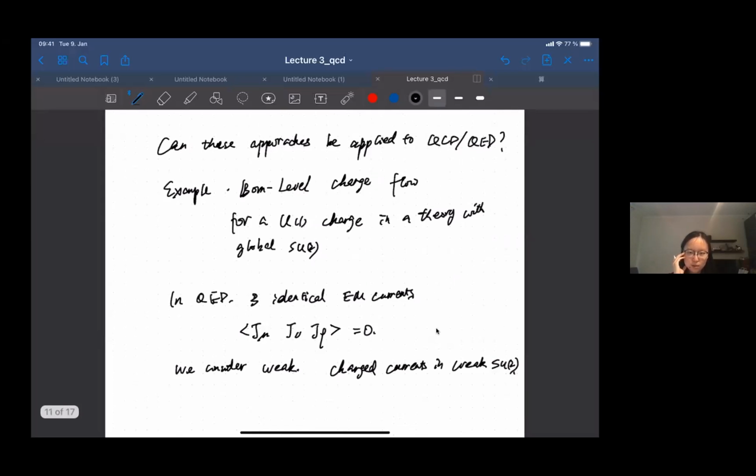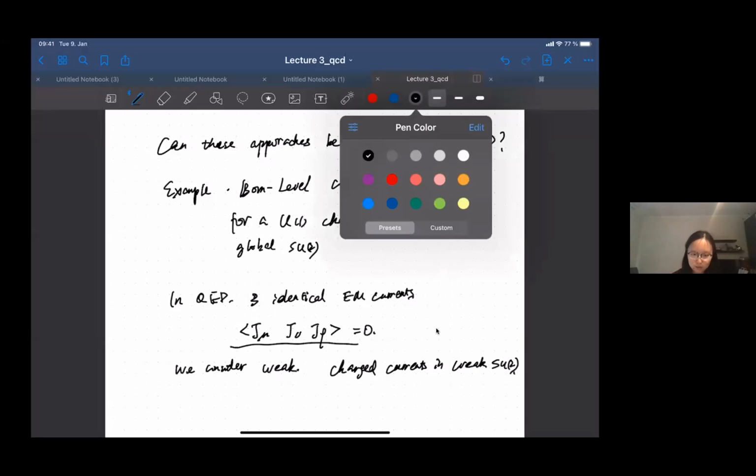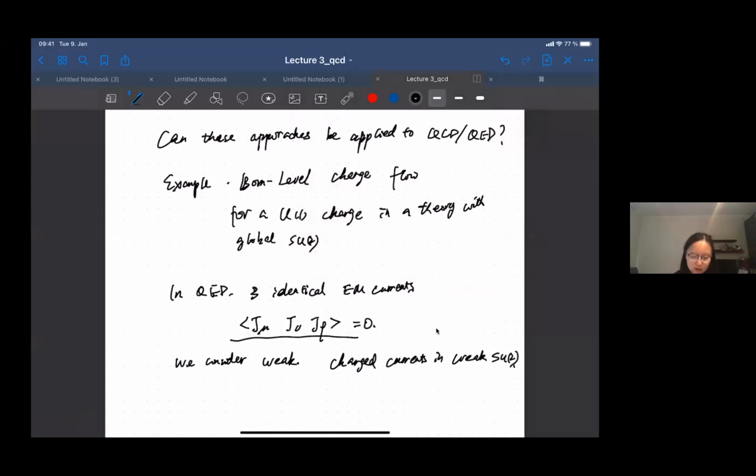The standard observable that we normally talk about is the electromagnetic charge in QED. However, in QED, if you just have three identical electromagnetic currents, they're all vector currents. Then there is Furry's theorem telling us that the 3-point correlator vanishes for three identical vector currents, due to both the charge symmetry, the parity and the charge conjugation. So we cannot just talk about these simple, trivial examples. But we still can do certain studies for the 3-point charge correlators.